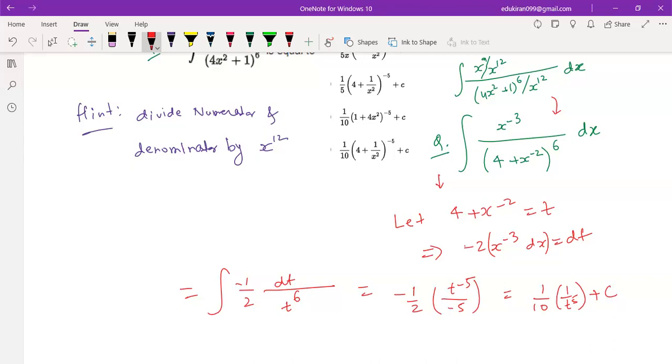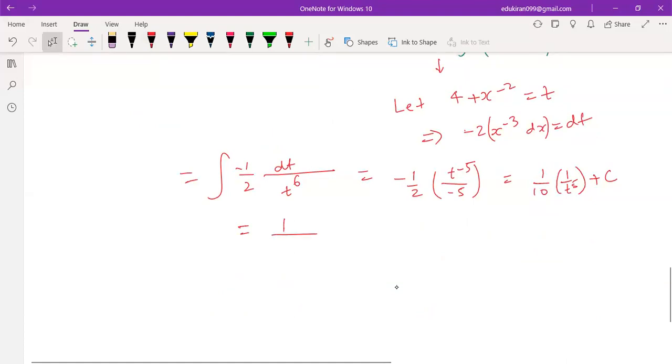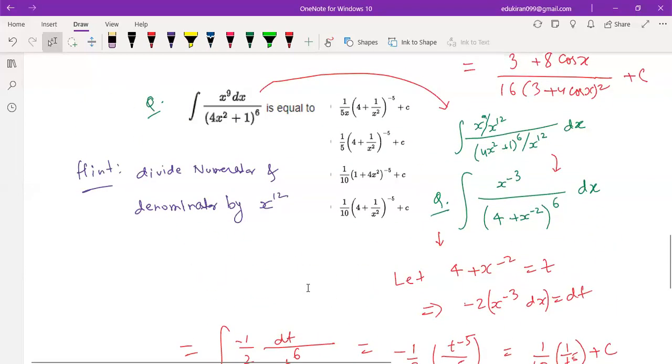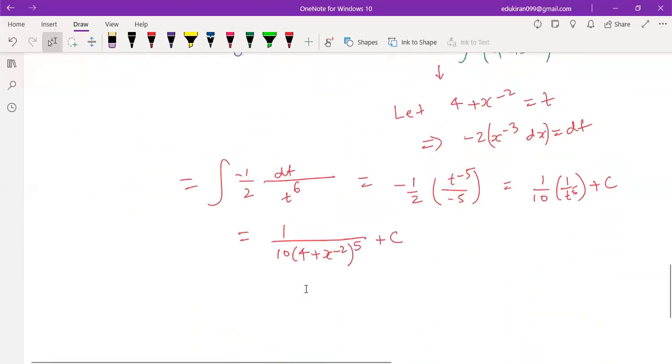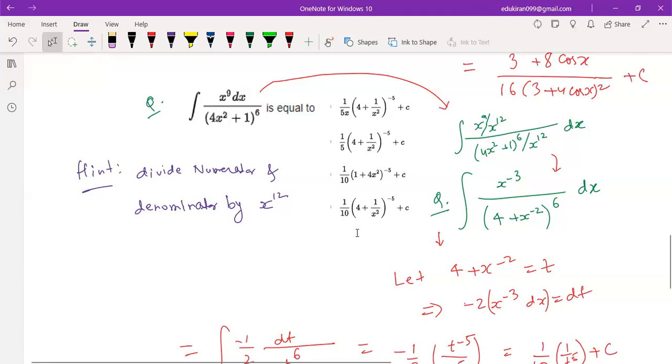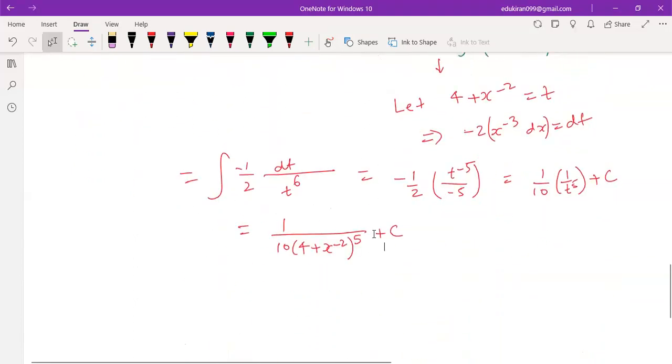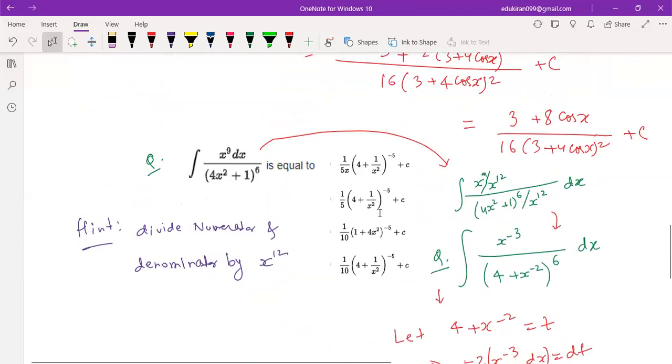And t is 4 plus x to the power minus 2. So 1 by 10, 4 plus x to the power minus 2 to the power 5 plus c. So which option is this? 1 by 10, 4 plus x to the power minus 2 to the power 5. So it will go in the numerator and it will become minus 5. So 4 plus 1 by x square to the power minus 5. This is option B, right? This option is the correct option. This is the correct option.